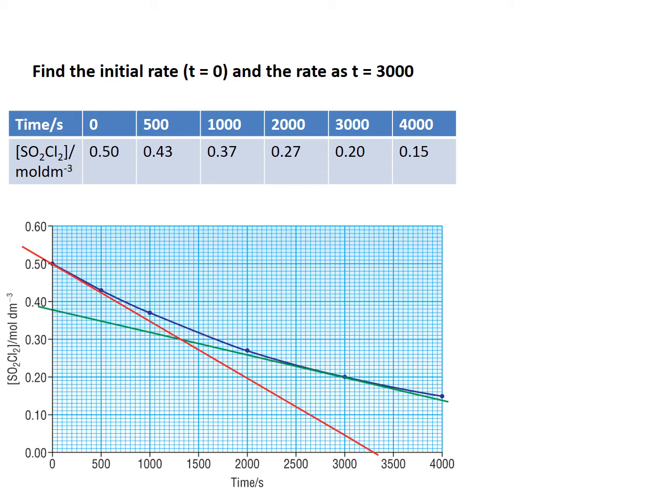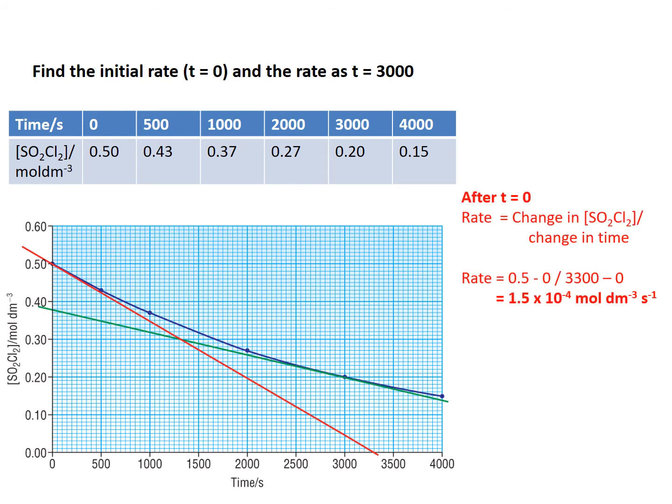They've used that plot, and see that the sort of gaps between the green and the blue line are equal on both sides when they draw their tangent. Okay, so at 0, change in SO2Cl2 divided by time. So between 0 and 5, 0.5 and 0, that's the change in concentration, excuse me, not change in time. And it's crossed the line at 3,300 seconds. So that's the change in x.